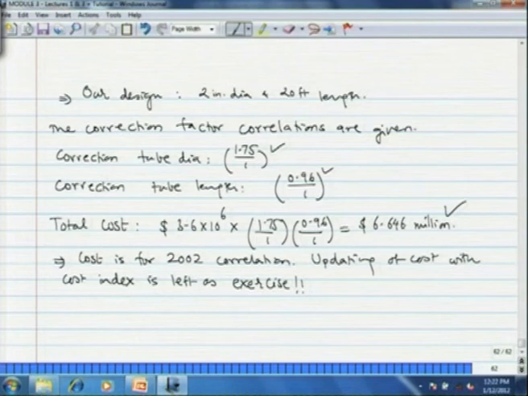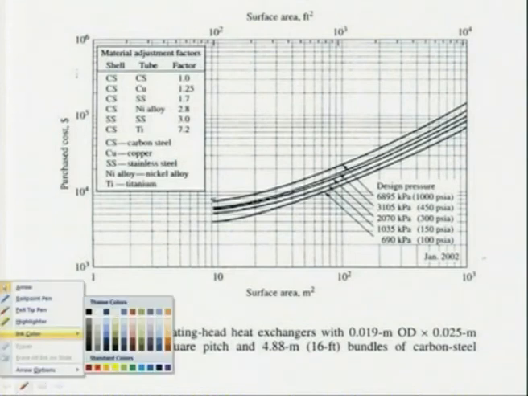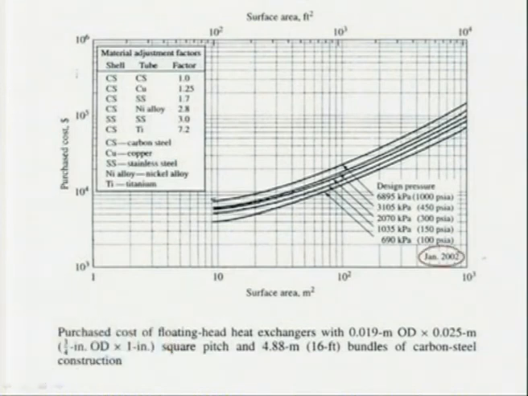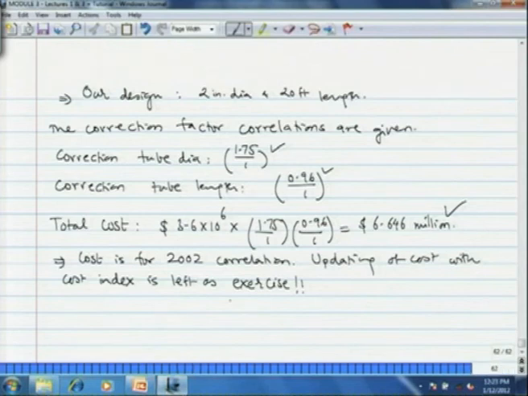So, you have to update them. This correlation was given for January 2002, so you have to update it for the 2012 cost. That I leave as an exercise. Updating of the cost is left as an exercise. You can do it by taking the ratio of the cost indices, like the Marshall and Swift index, which is a standard index used for cost corrections, or cost inflation.